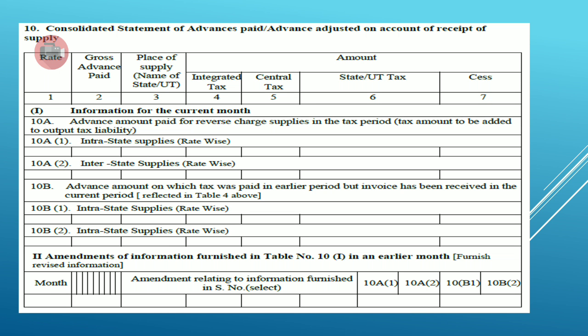This is the format of the consolidated statement of advances paid or advance adjusted on account of receipt of supply. 10A covers information of the current month, interstate supplies, advance amount on which tax was paid in an earlier period but invoices have been received in the current period. 10B is intrastate supplies, rate-wise. Then amendments of the information furnished in table number 10 in an earlier month. This is the format you can see, and you can search on Google also.